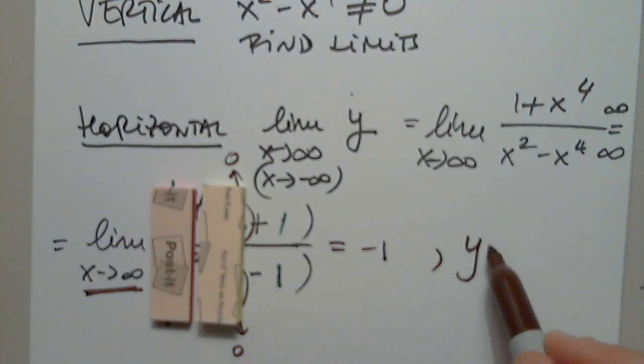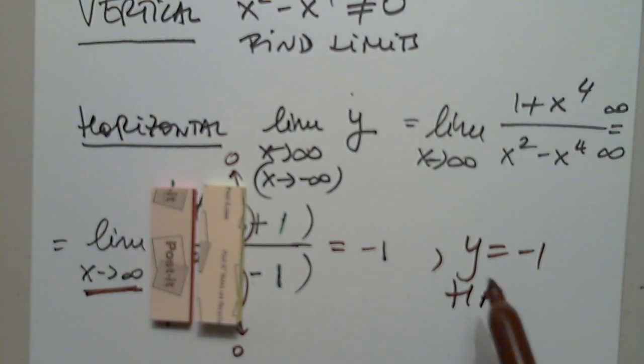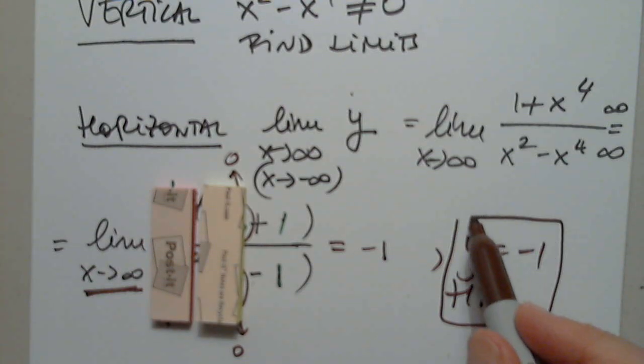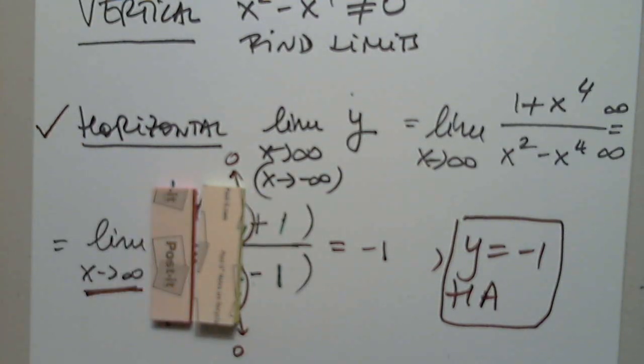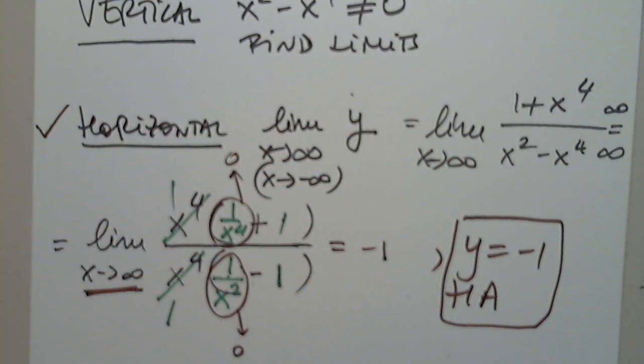I will have to write y equals -1 horizontal asymptote and nothing else. So this is done. So for horizontal, that's all I need to show. Find the limit at infinity and negative infinity. It's a rational function. I don't need both. I only need one. Now, let's talk about vertical.